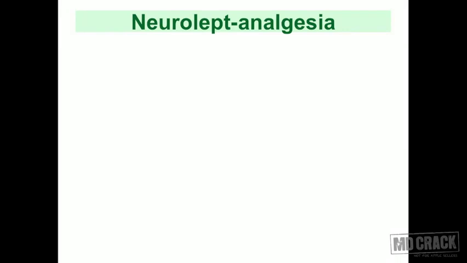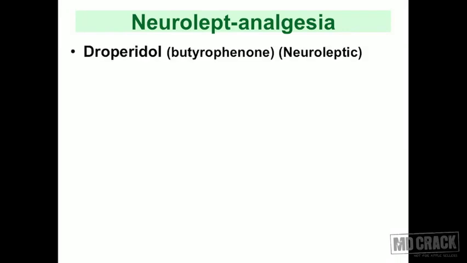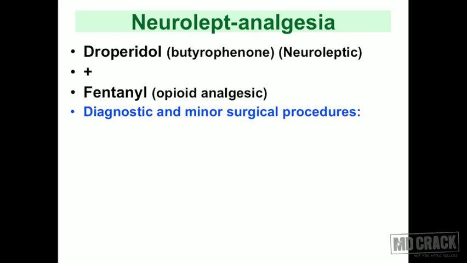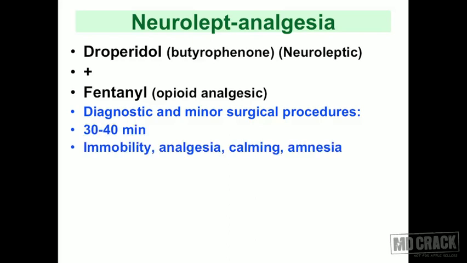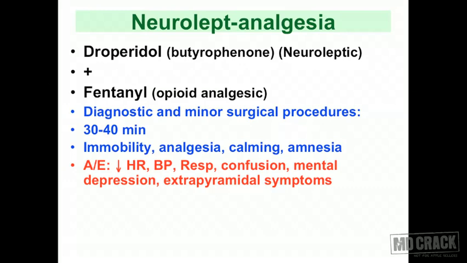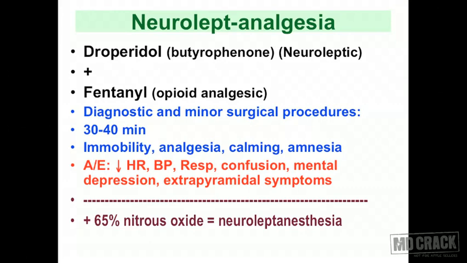The next anesthesia, the special type of anesthesia, is neuroleptic analgesia. It's produced with a neuroleptic agent droperidol and opioid analgesic fentanyl. It appears similar to the dissociative anesthesia because it lasts for 30 to 40 minutes and you carry out diagnostic and minor surgical procedures lasting for short duration. Patient has immobility, analgesia, calming and amnesia. Neuroleptic analgesia can decrease the heart rate and the blood pressure and can suppress the respiratory system, produce confusion and mental depression and extrapyramidal symptoms. Sometimes it could be combined with 65% of nitrous oxide, then you start calling it neuroleptic anesthesia.